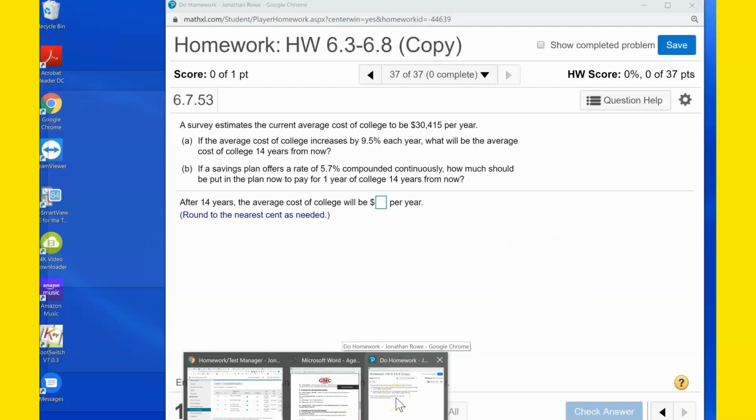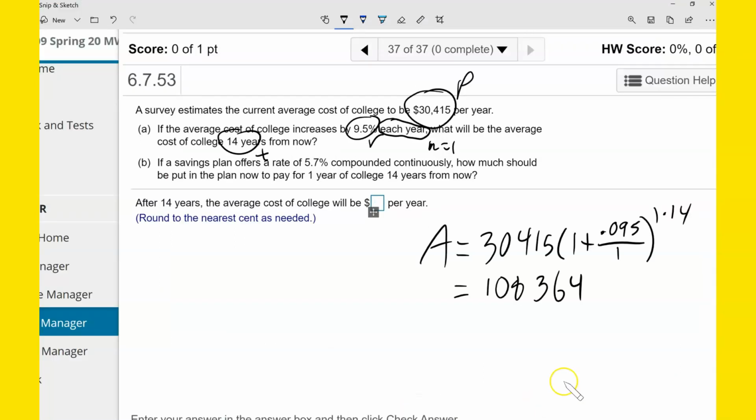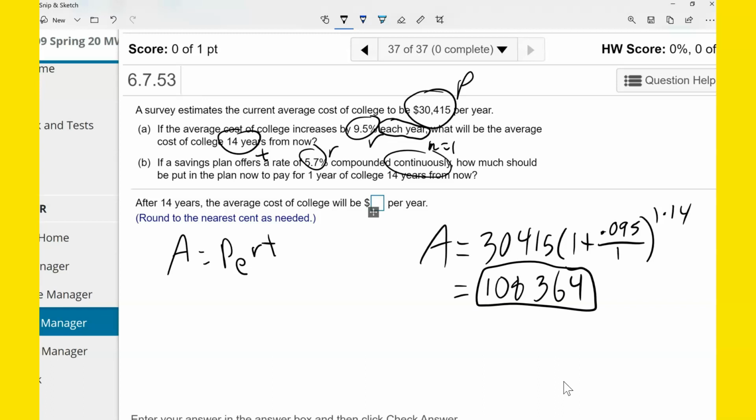Let's see here. What do I want to know now? All right, the savings plan offers a rate of 5.7%. That's R, compounded continuously, so we're using PERT. So A equals P E to the RT. All right, the final amount we want is this. So that's going in for the final amount. We're trying to say, what do we need to invest now to have that much money when we need it? How much should be put in the plan now to pay for 1 year of college 14 years from now?